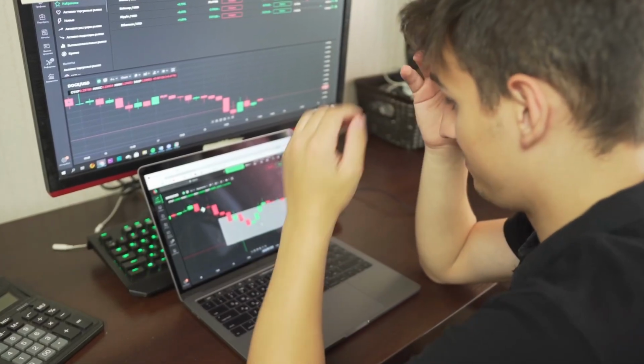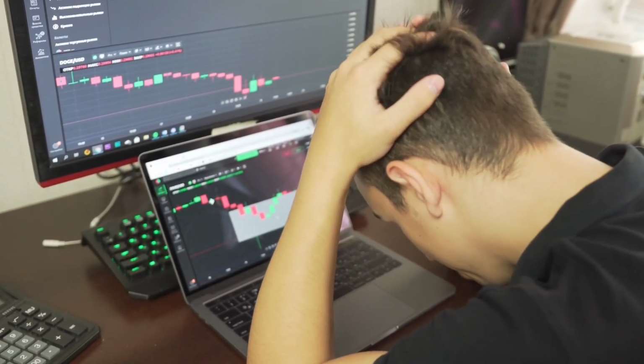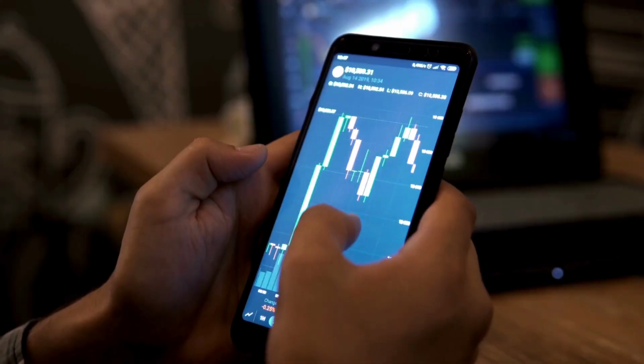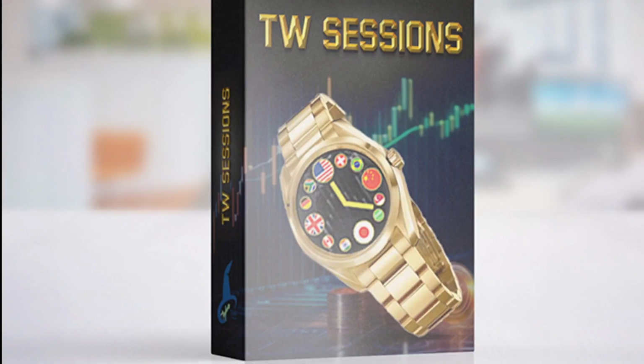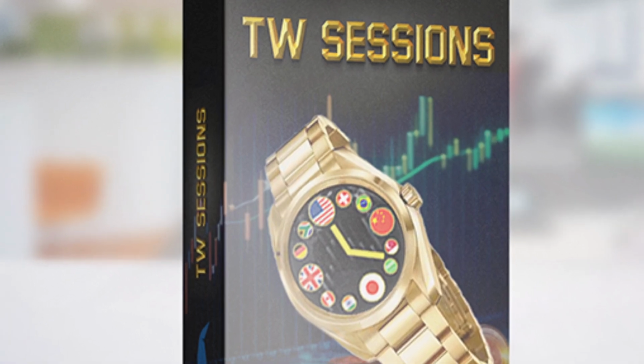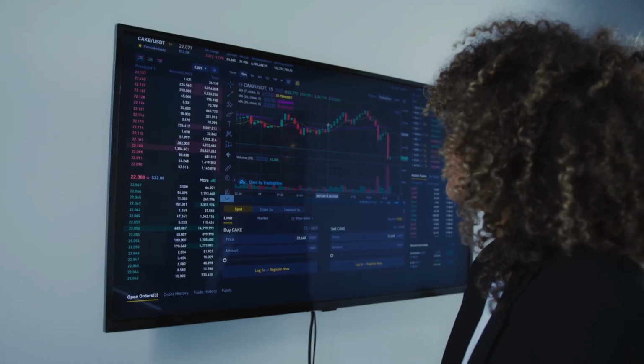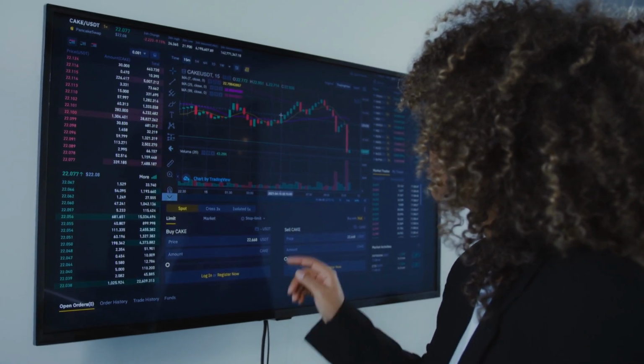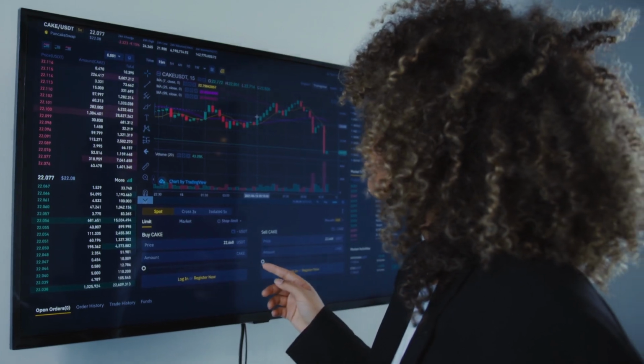Are you tired of missing out on golden moments in online trading during sessions? Would you like to stay constantly updated on global markets at any hour of the day, and know what's happening every moment? The TW session offers a solution for professional investors, and those interested in financial markets, ensuring that they never miss out on any lucrative trades.